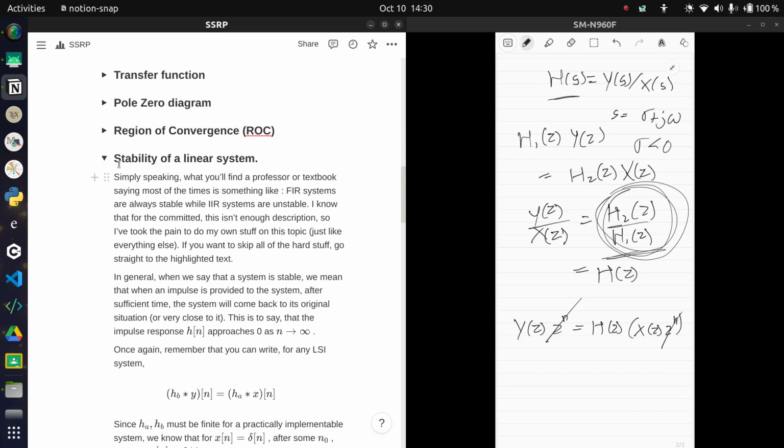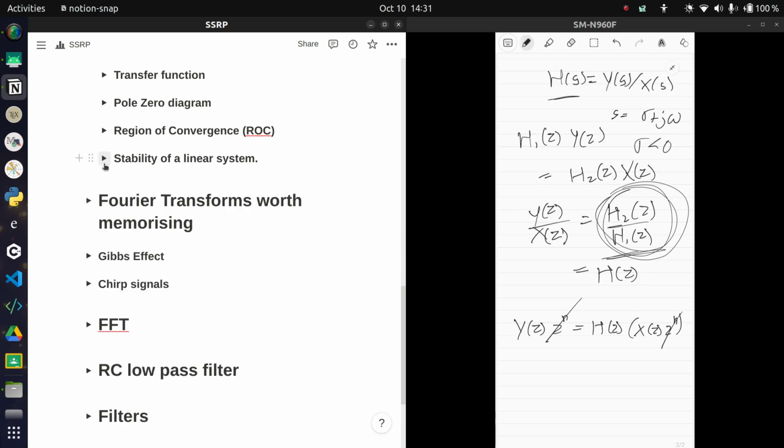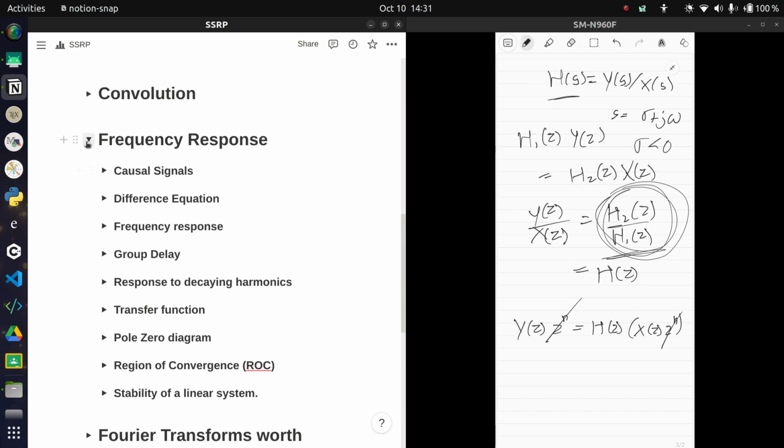Okay, this I already did. Also, there's this whole thing that IIR, infinite impulse response systems, are unstable, while FIR systems are always stable. Well, FIR systems are always stable, but it's not like IIR systems are unstable all the time. They are unstable sometimes. So just keep that in mind. Some professors might get too emotional over this stuff. Who knows?